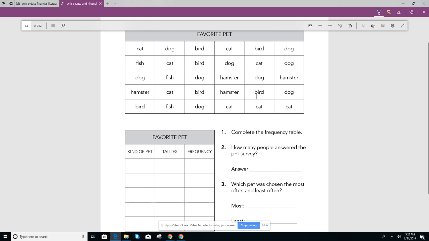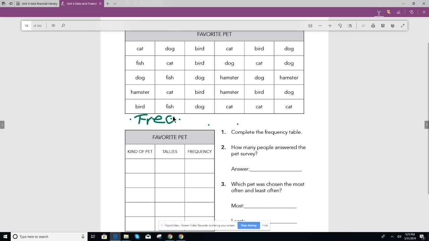So we are going to explore more into data. We've been doing data for a long time, but we're really going to start focusing in on specific data. So this first data that you see is called a frequency chart. And the word frequency means how many times something happens.